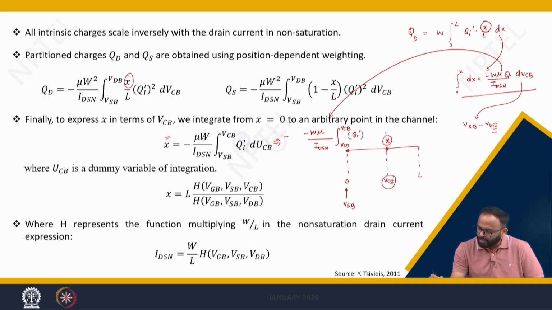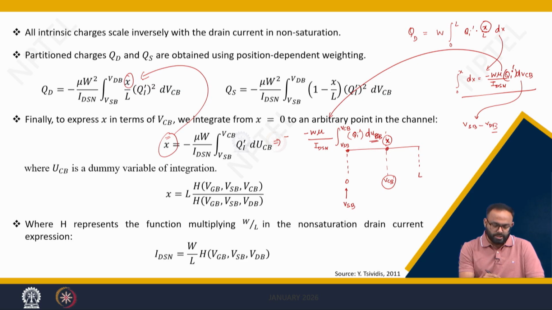Here Qi' will come, and sum with an arbitrary or dummy variable dVCB. If you solve this equation, this will give you the value of x. Now, you put this integration back into this integration to calculate the overall Qd.